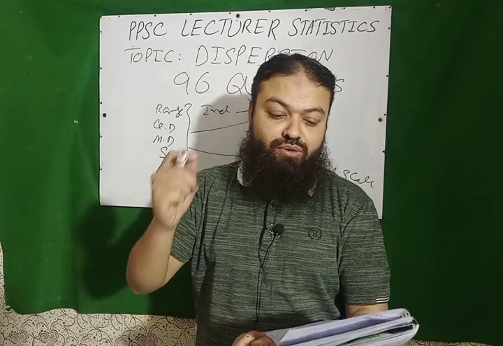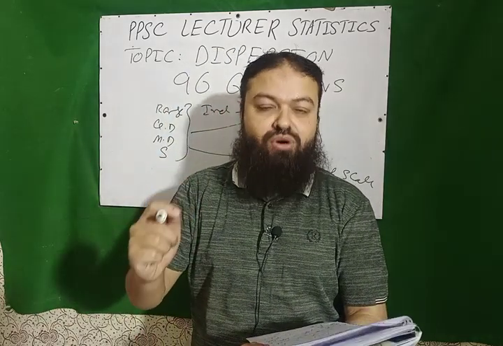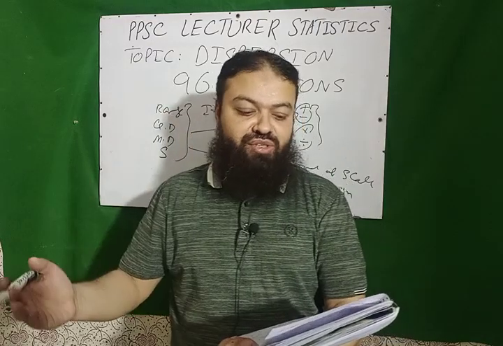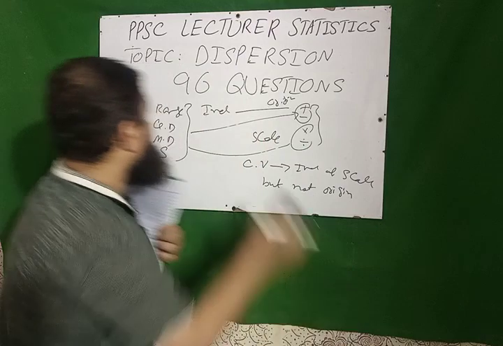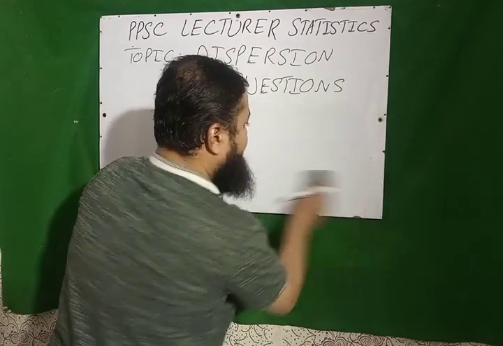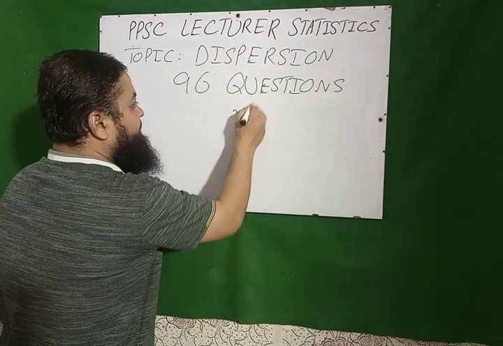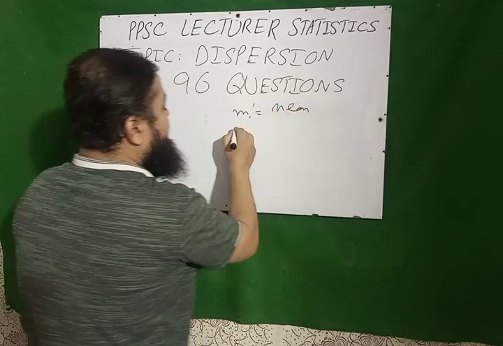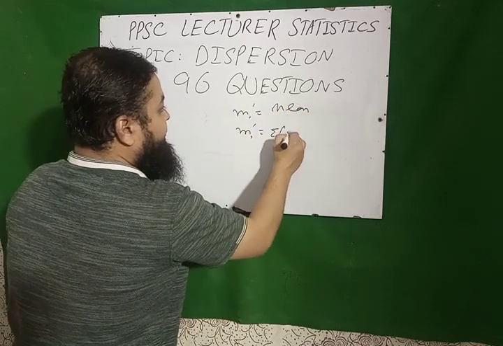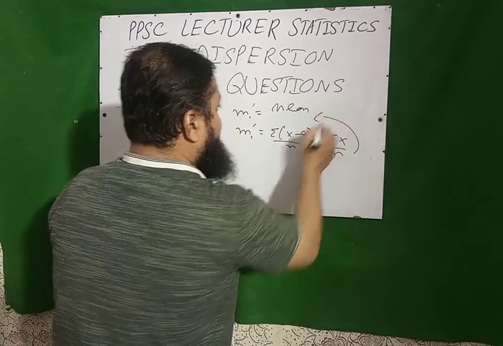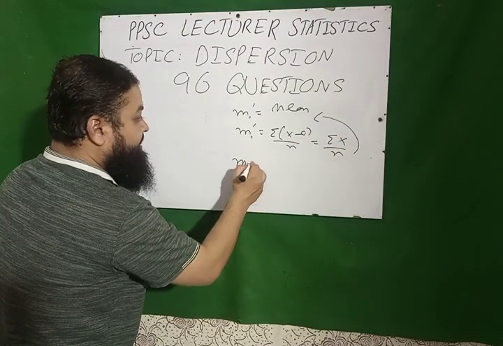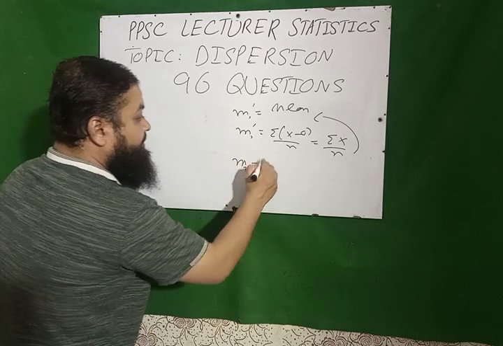Next is, lack of uniformity, lack of symmetry is called skewness. Next is, first moment about origin, m1 prime, it is always equal to mean. Why? Because m1 prime is summation x minus 0 over n, and it means summation x over n, it means it is mean. Second moment about mean is always equal to variance.